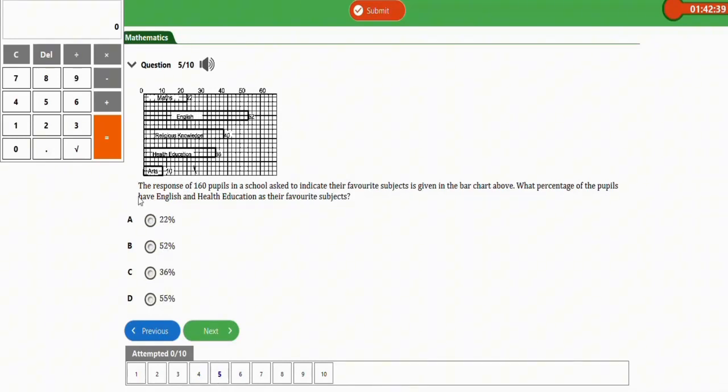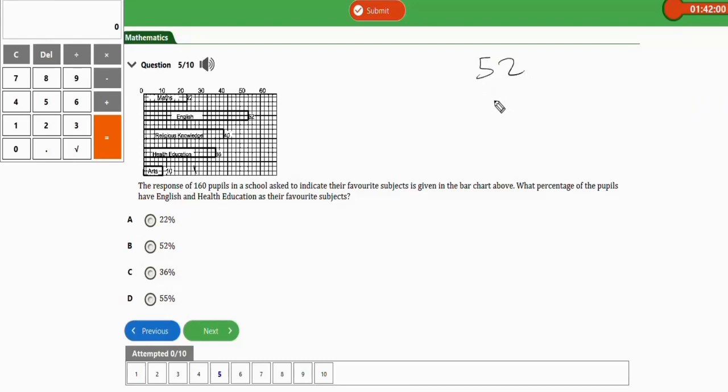It says the response of 160 pupils in a school asked to indicate their favorite subjects is given in the bar chart above. What percentage of the pupils have English and health education as their favorite subjects? Alright, so from this bar chart, since we are looking for the percentage of pupils that have English and health education as their favorite subjects, for English we have 52.